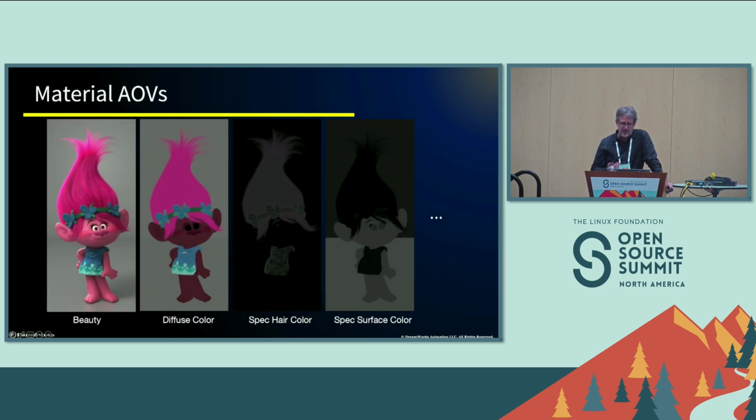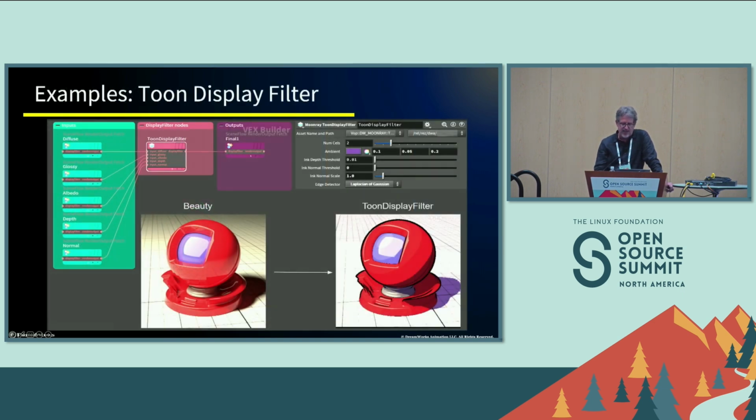We also have AOVs, or arbitrary output variables, which allow direct visualization of key material properties to discover anomalies or inconsistencies across characters and environments in order to ensure that we have well-behaved materials before the full production lighting phase begins. We can use these LPEs and AOVs as layers to input into pluggable display filters that take those shader outputs and do operations like cartoony post-processing and more.